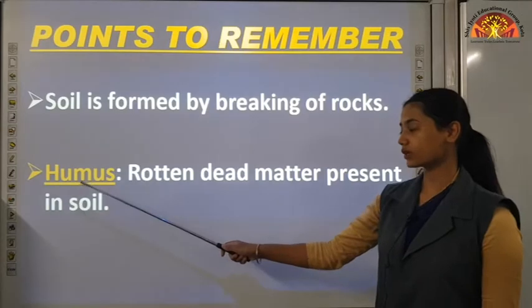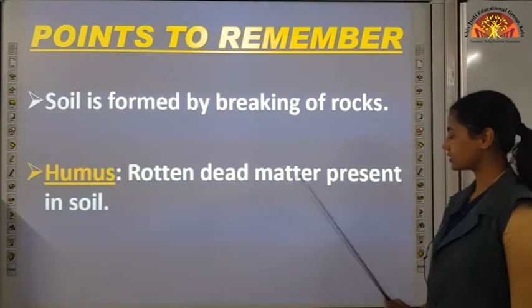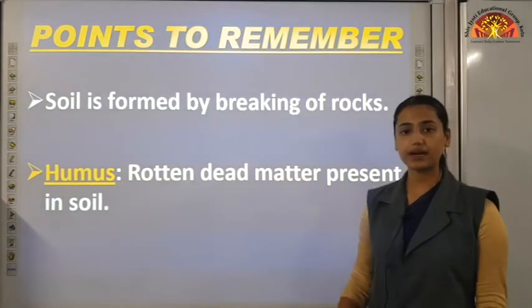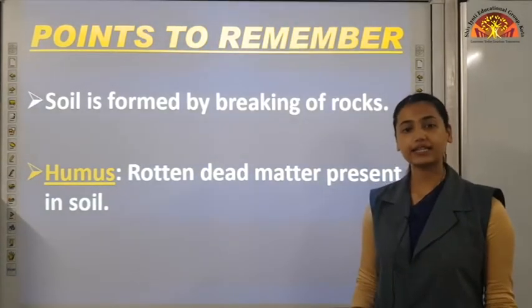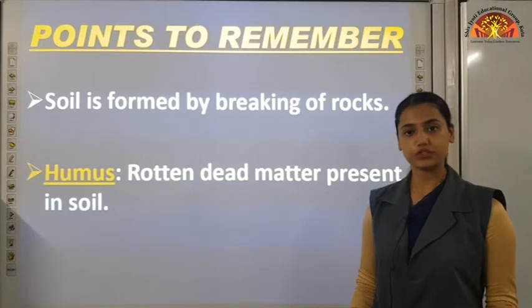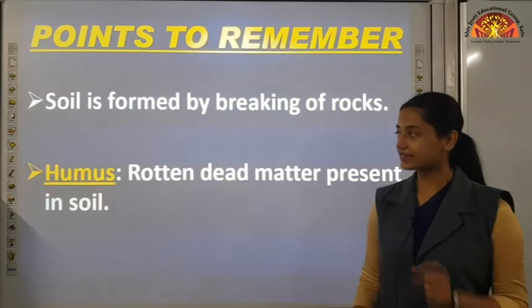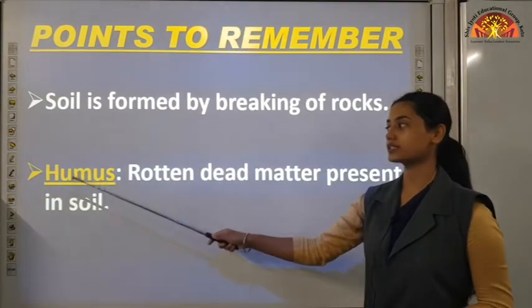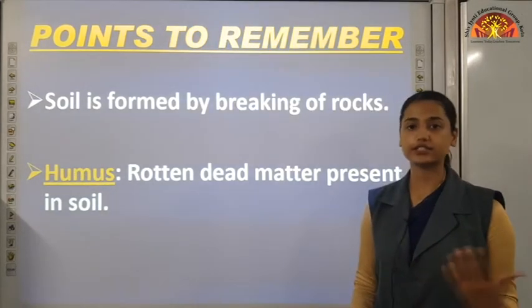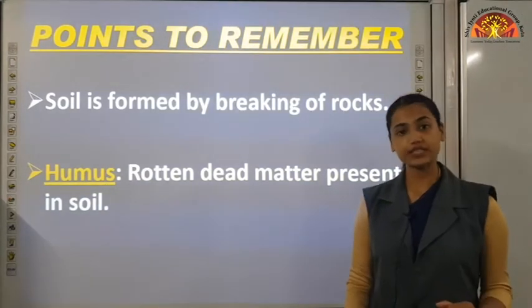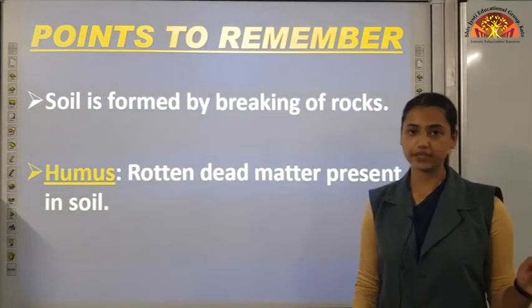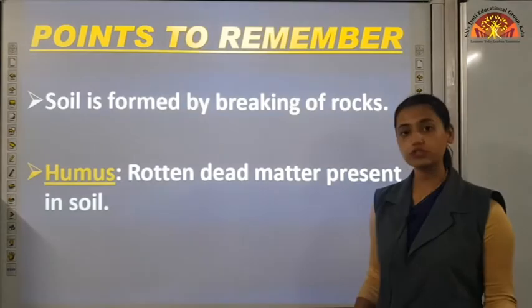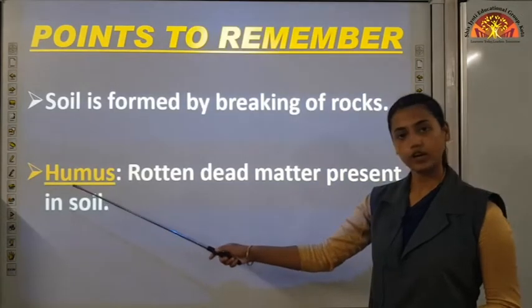Then humus, what is humus? Rotten dead matter present in soil. When plants and animals die, their bodies are decomposed by the microorganisms which are present in soil, and that is known as humus, and humus increases the fertility of soil. So, can you tell me which layer of soil is most fertile? The top layer of soil, horizon A, is most fertile because of the presence of humus.